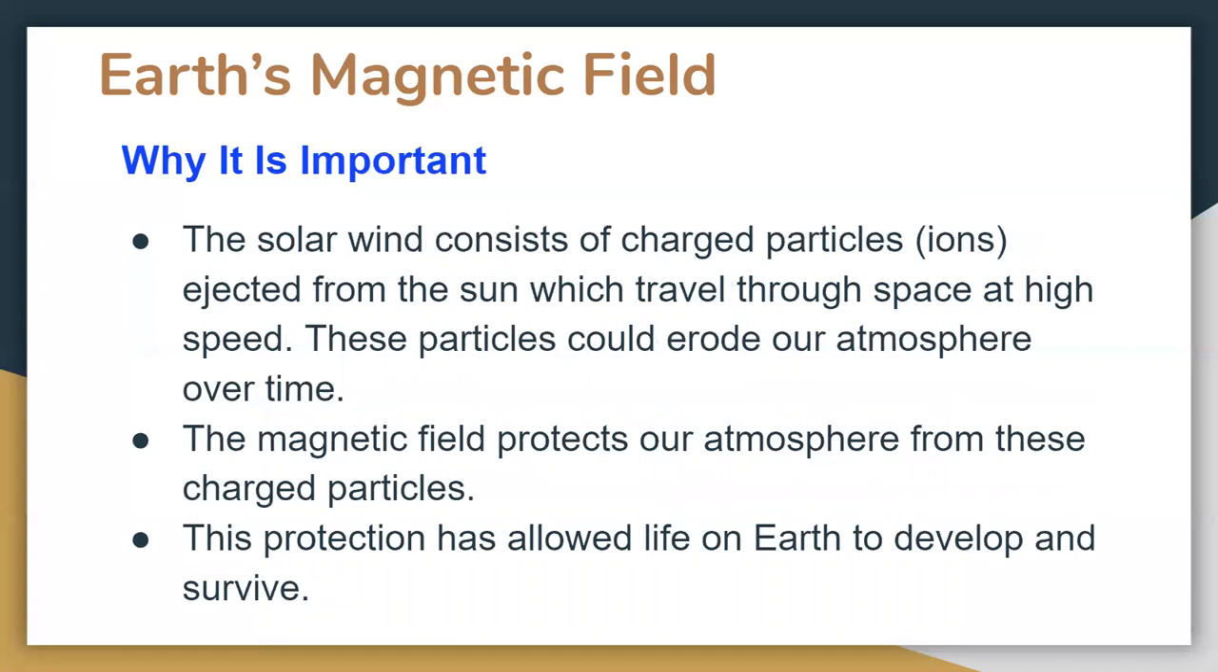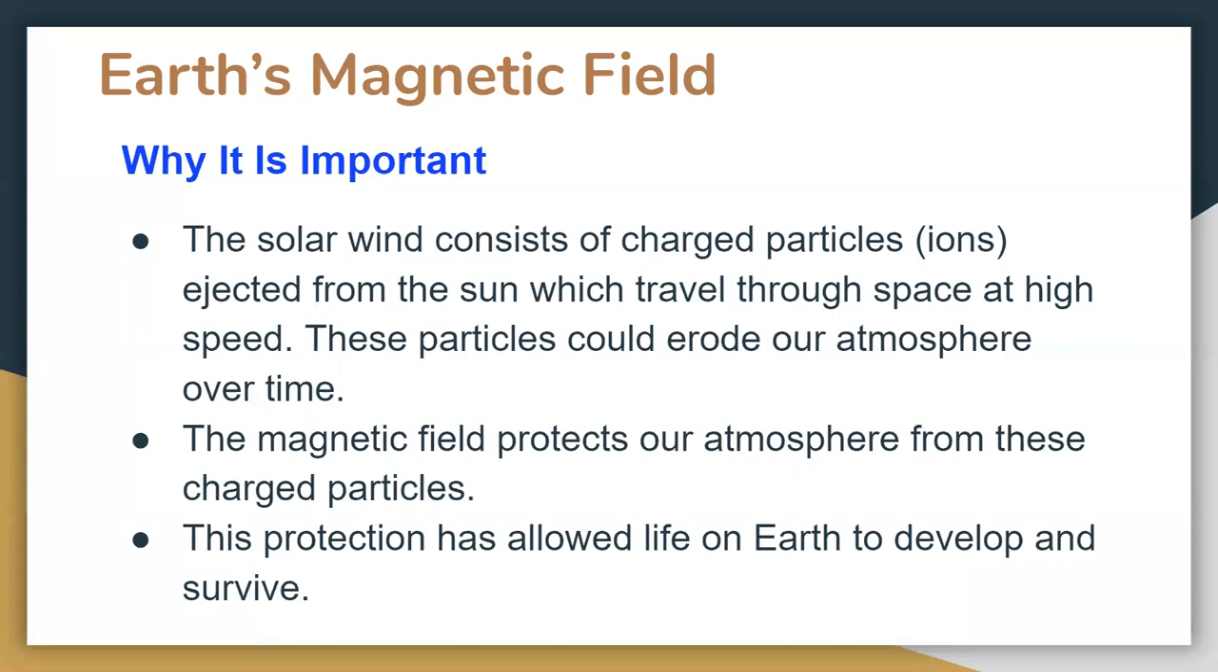Well, the solar wind is not literally wind like we think of wind. It's actually charged particles or ions that are ejected from the sun, and they travel through space at a very high speed. And these particles, if they were to actually come into contact regularly with our atmosphere, they would erode our atmosphere over time and thin it out, and basically it would make it to where Earth was uninhabitable.